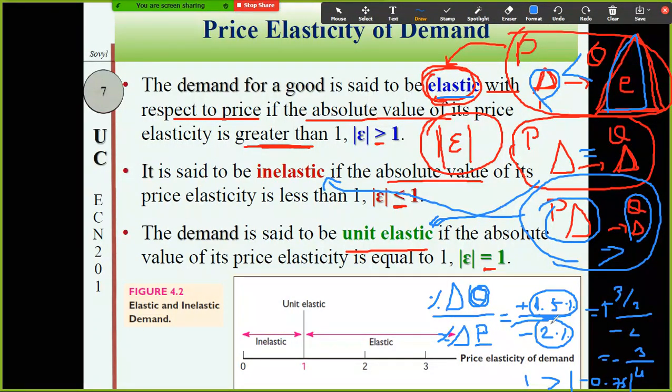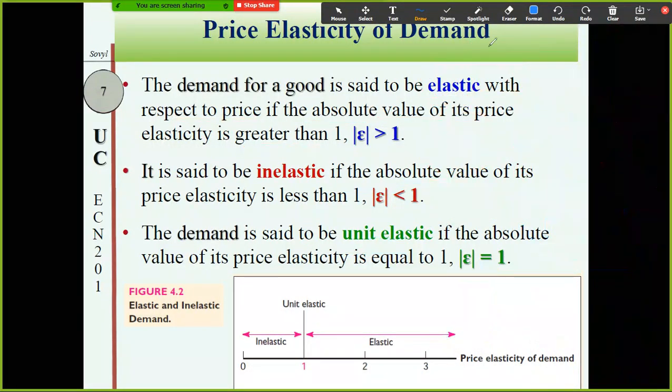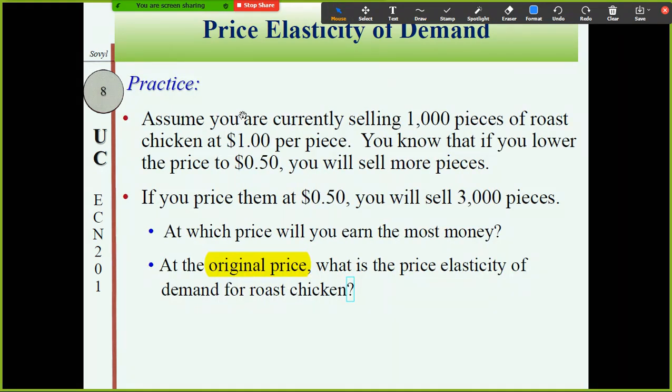But when they change equally, something divided by itself equals 1. The absolute value of 1 equals 1. Okay, that's why this is what we call unit elastic or constant elastic. Maybe it's a messy drawing here, but I think you can get my point. Practice.